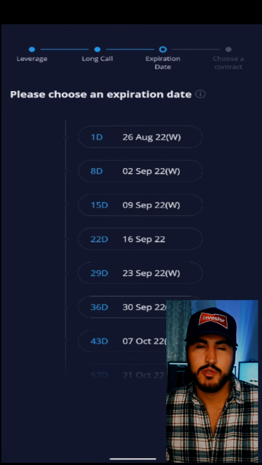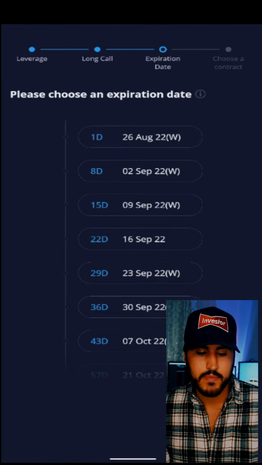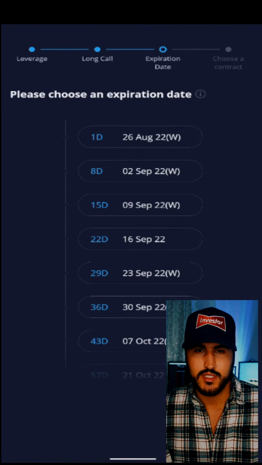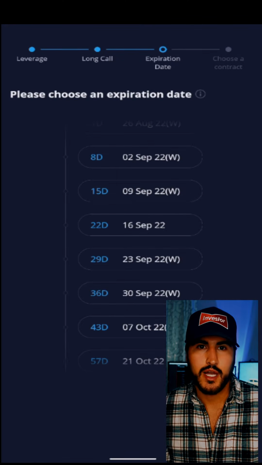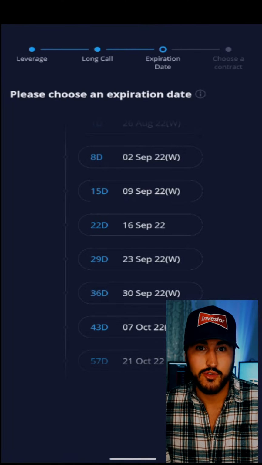Any date that has a W at the end is a weekly option. Not all stocks offer weekly options. But if a stock offers options, it's definitely going to offer the monthly option. And these are expiration dates that do not have W after them. For example, the next monthly option, which is the third Friday of every single month, is September 16th, 2022. Let's proceed by buying a call option that expires on that date. So you click on that button.